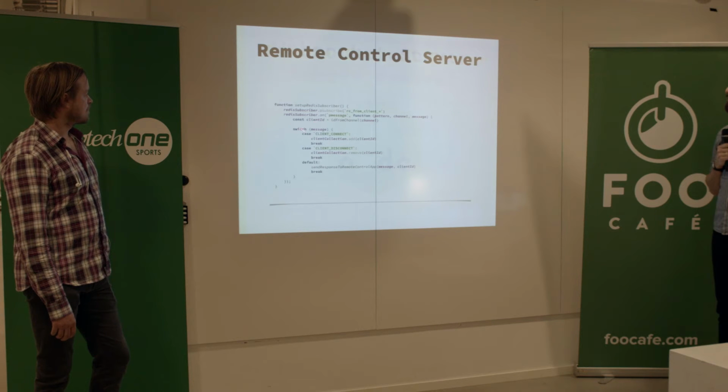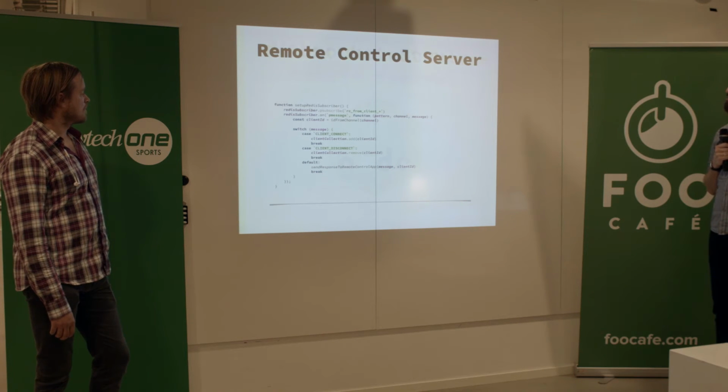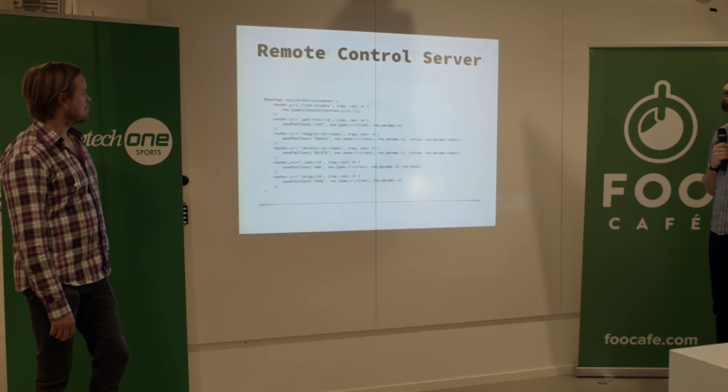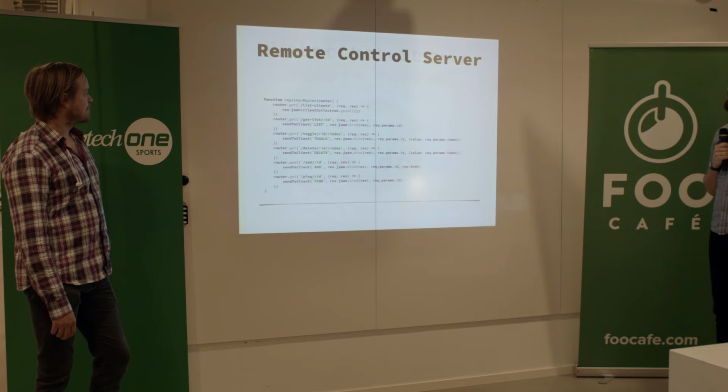And three things can happen. A client can connect, then we add it to our client collection in remote control server. We can do disconnect. Otherwise, it's just data that should be sent directly to the remote control app. So we will just forward it to the remote control app. So that's Redis handling. And we have the REST API, of course.